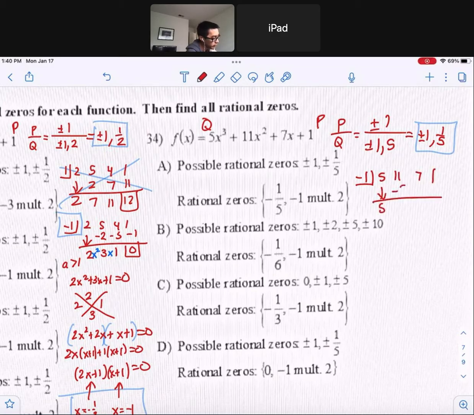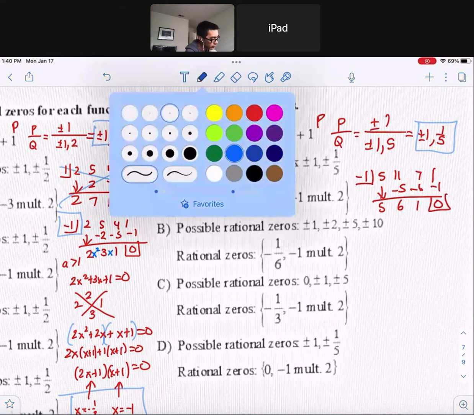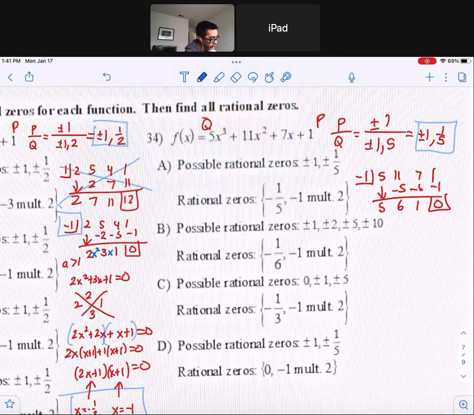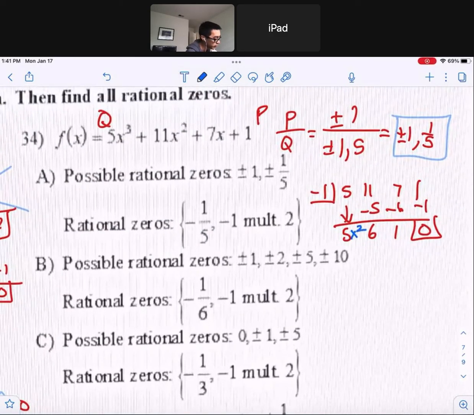5 times negative 1, negative 5. Add, you guys get 6. 6 times negative 1, negative 6. Add, you get 1. 1 times negative 1, negative 1. Add, you guys get 0. So remember, this is 1 degree less than the x to the third, or 1 degree less than whatever our polynomial is, so x squared, x.